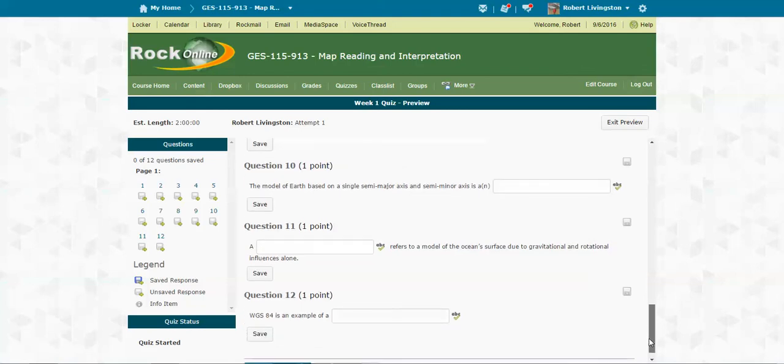All right, WGS 84 is an example of a datum. Remember, there are other datums: NAD 83, NAD 27, WGS 84, Pennsylvania State Plane South. These are all datums. Okay?